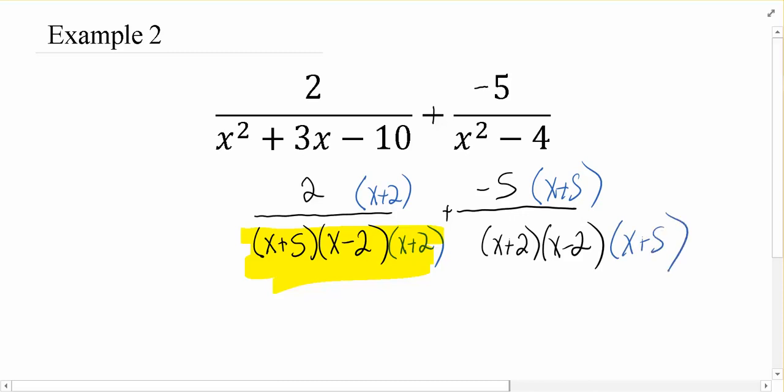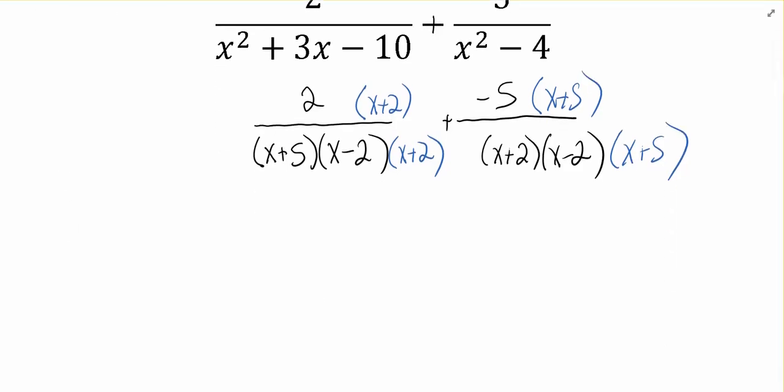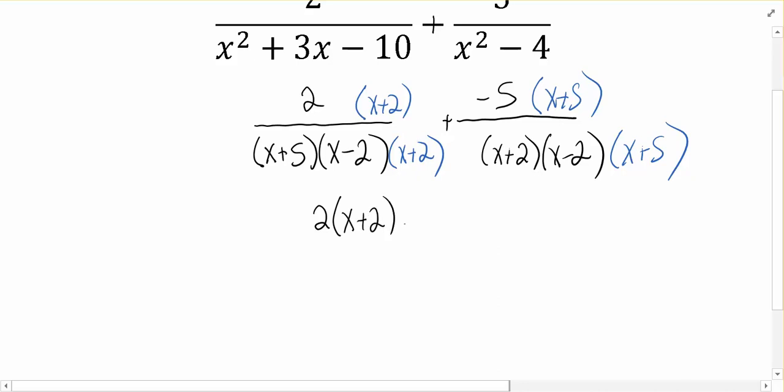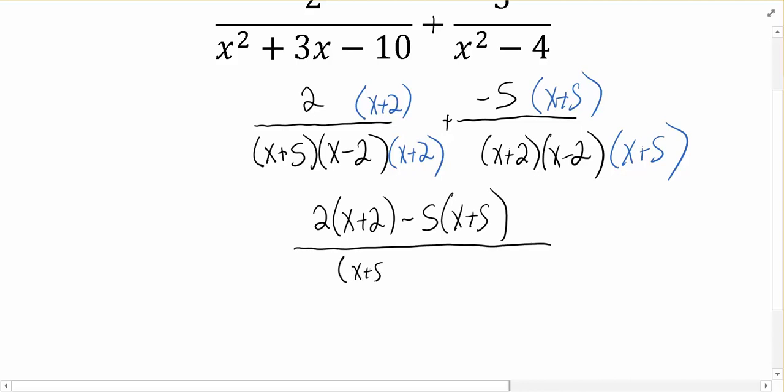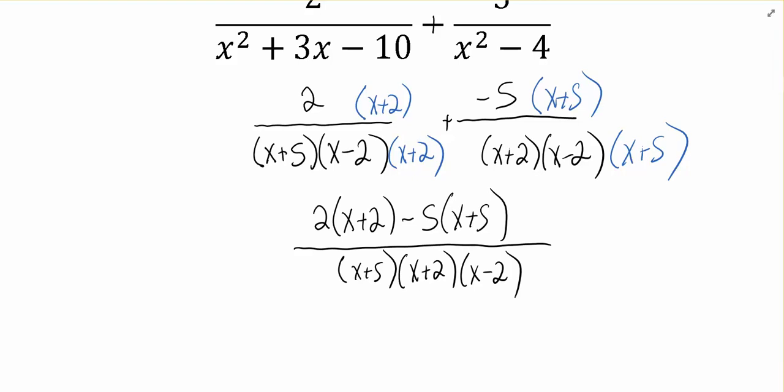Now the first one has an x minus 2, but I have an x minus 2. The first one has an x plus 2, but I have an x plus 2. So I'm perfectly fine now that both denominators are the same. Now that both denominators are the same, I can just look at the numerators. The numerators are 2 times x plus 2 and -5 times x plus 5. In this denominator, it doesn't matter which order I write those three factors in, but the denominator is going to be those three factors. Remember, it doesn't change when you're adding or subtracting with fractions. Once your denominator is the same, it stays that way.